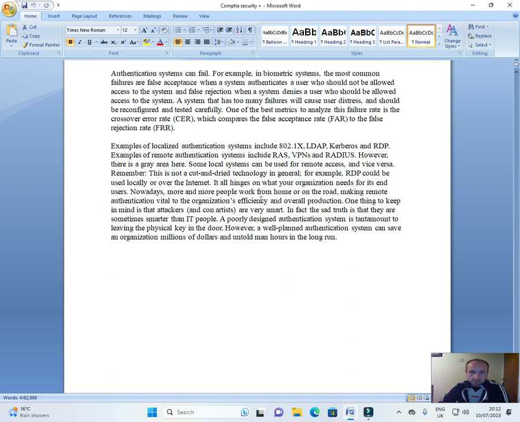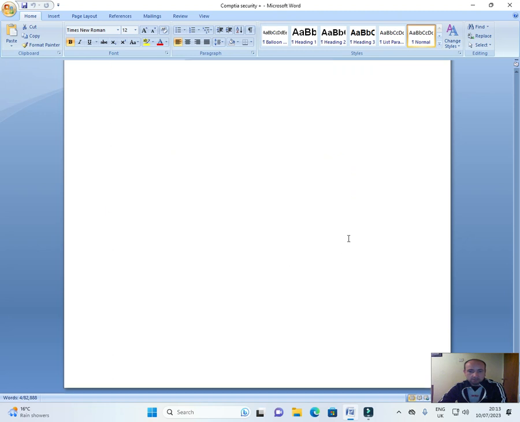Nowadays, more and more people work from home or on the road, making remote authentication vital to the organization's efficiency and overall production. One thing to keep in mind is that attackers and con artists are very smart. In fact, the sad truth is that they are sometimes smarter than IT people. A poorly designed authentication system is tantamount to leaving the physical key in the door. However, a well-planned authentication system can save an organization millions of dollars and untold man hours in the long run.